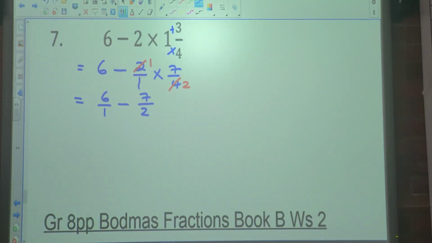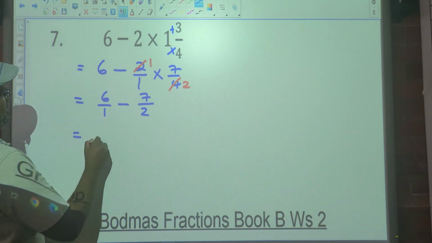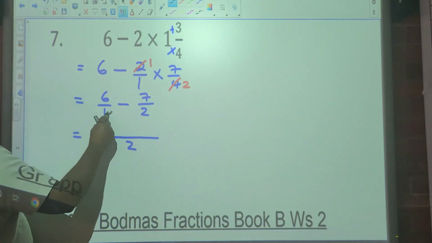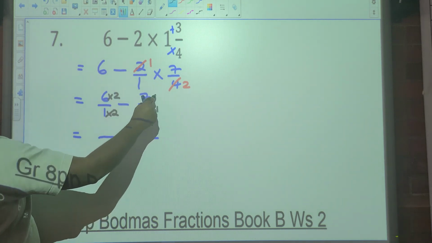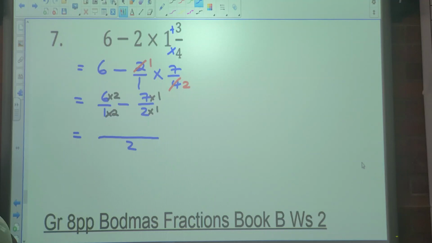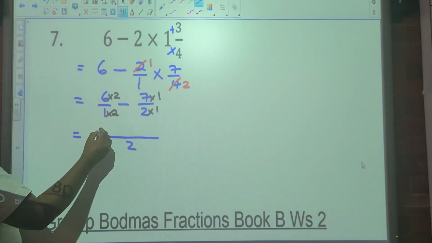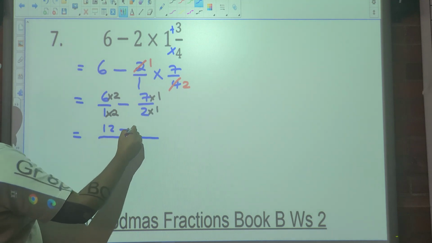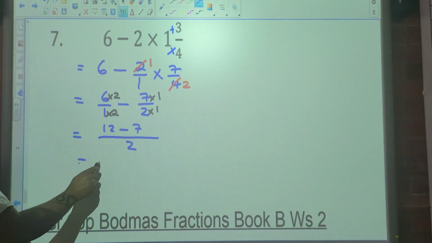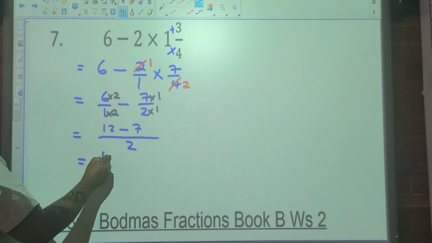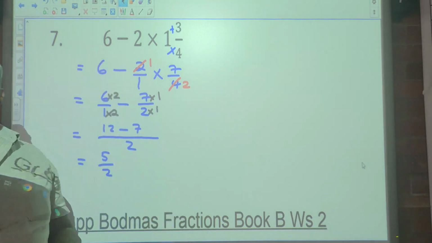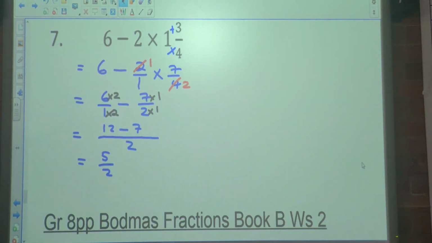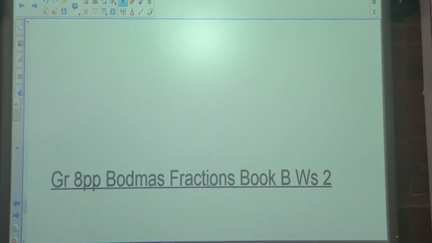Okay. So what's your LCM now? 2. So 1 multiplied by what is 2? 2. 2 multiplied by what is 2? 1. 6 multiplied by 2 is 12 minus 7 times 1 is? What's 12 minus 7? 5 over 2, or 2 and 1/2. Okay.